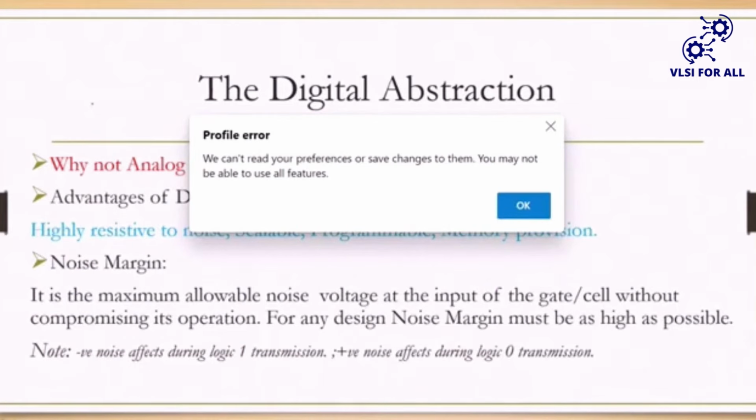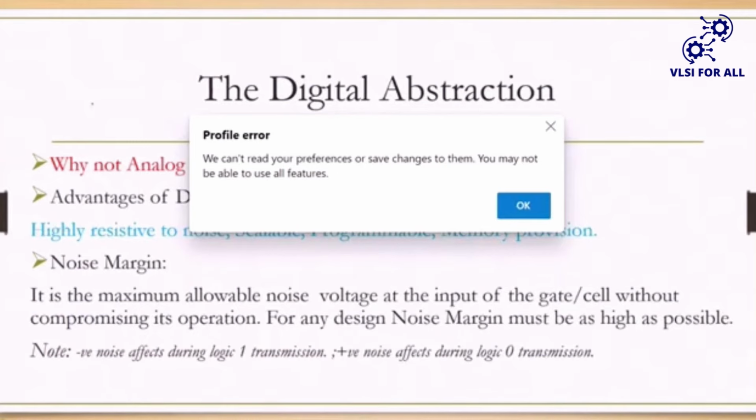Which means during logic 1 transmission, if positive noise is included, nothing happens. So positive noise is not affecting the logic 1 transmission. Suppose there is a negative noise of minus 0.5 volts, then 5 volts minus 0.5 volts, you will get 4.5 volts.